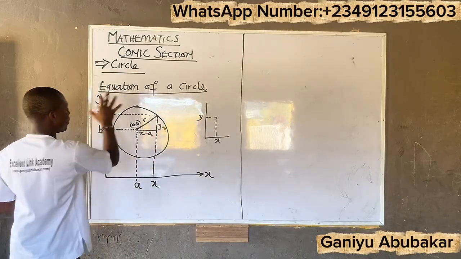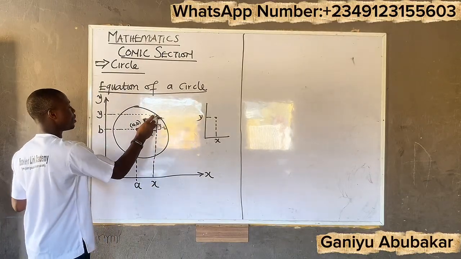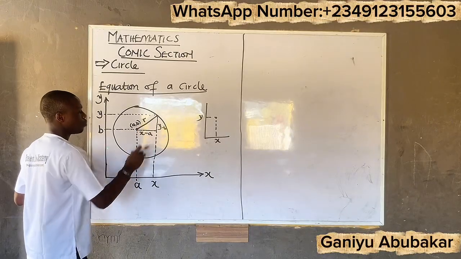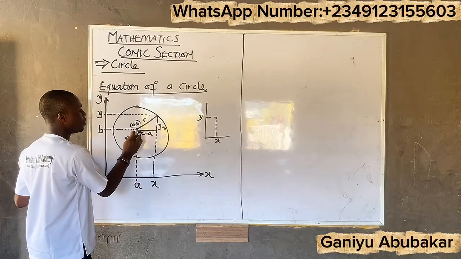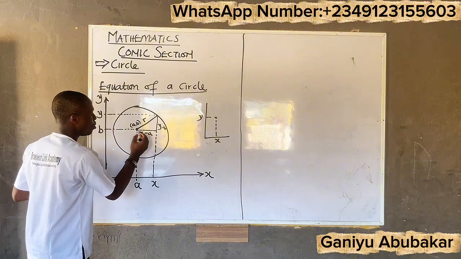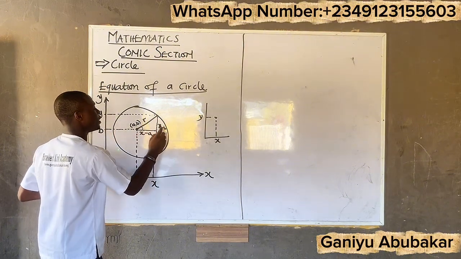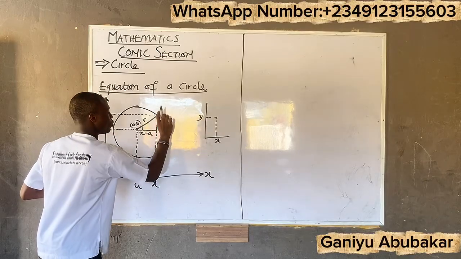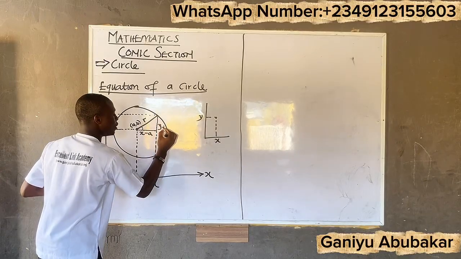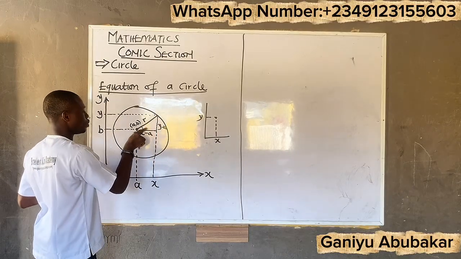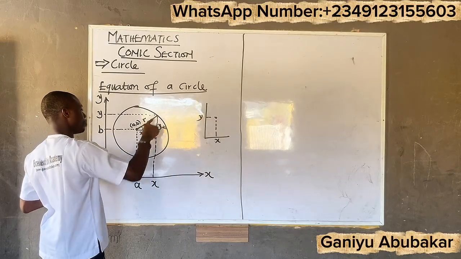So from this diagram here, I will focus more on this right angle triangle. For this right angle triangle, if I put the angle here, it means that this place here is the opposite. This is y minus b. So this one is the opposite. Here's the adjacent, here's the hypotenuse, right?